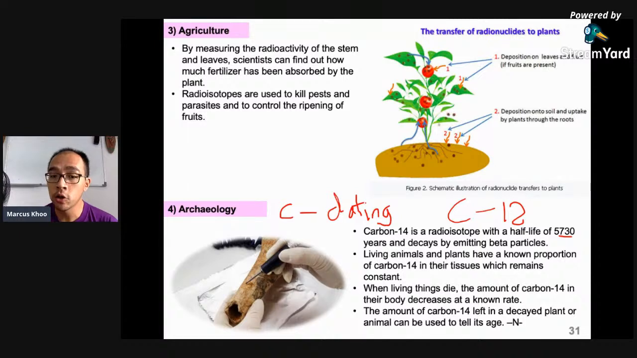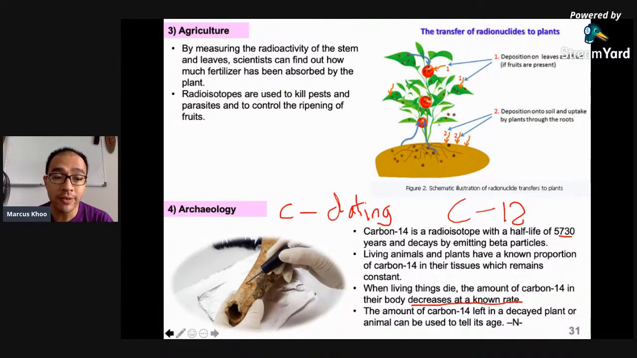Living animals and plants have a known proportion of carbon 14 in their tissues, which remains constant. All of us also have some carbon 14 in us, but because the decay is so slow and takes so long, we hardly feel the effects. Plus it is a beta particle. When living things die, the amount of carbon 14 in their body decreases at a known rate. So the amount of carbon 14 left in a decayed plant or animal can be used to tell its age. Archaeologists or scientists work their way back, using a certain formula to predict how old a certain bone is. We call this carbon dating.